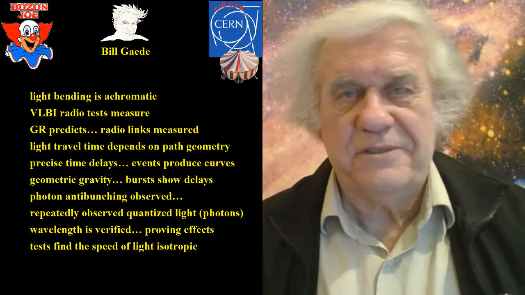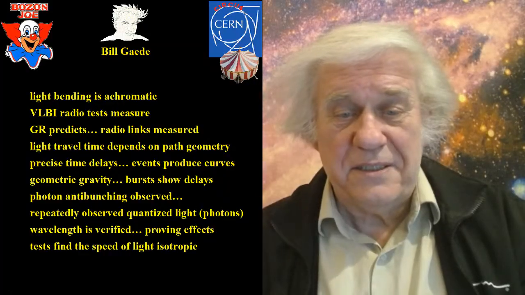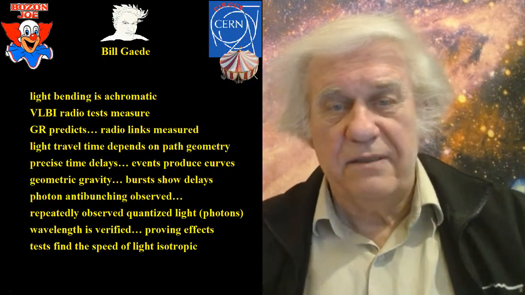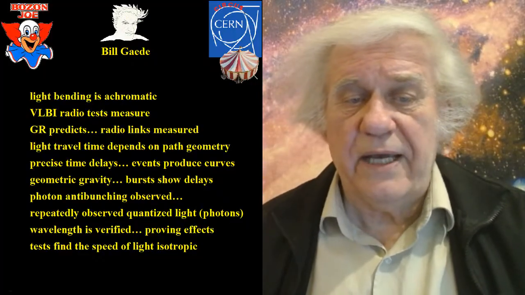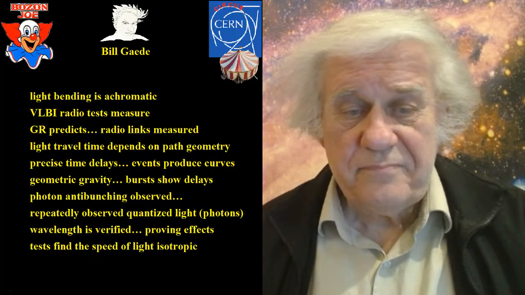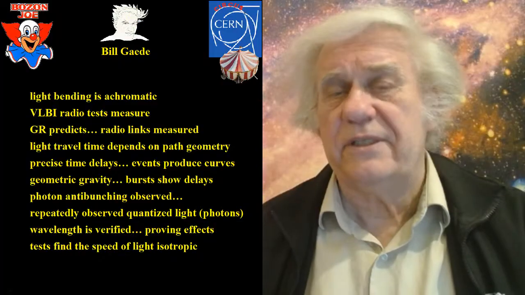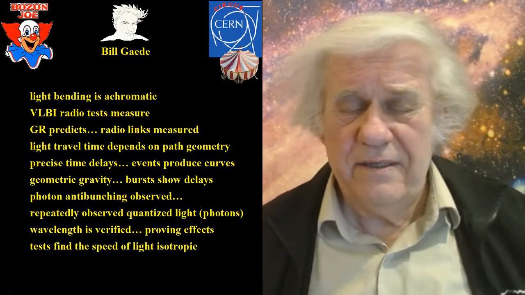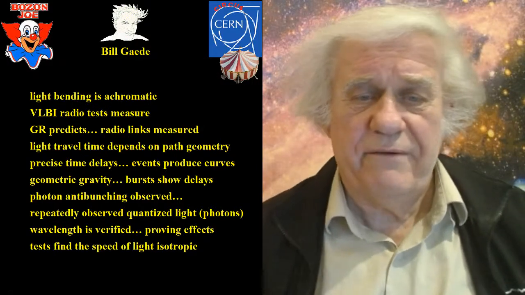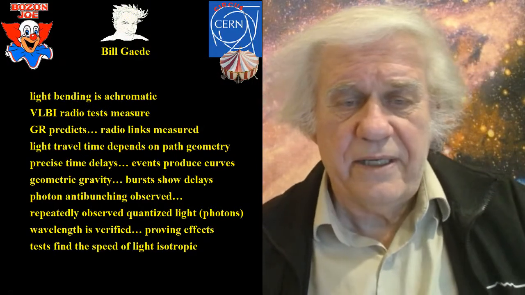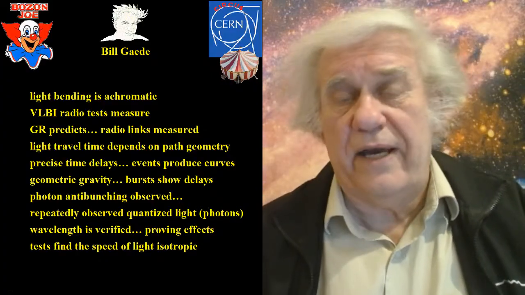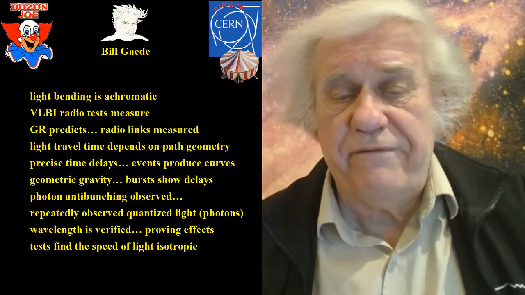Geometric gravity. Geometric gravity? I mean, I just need to know why a pencil falls to the floor. What is this nonsense about geometric gravity? Burst show delays. Photon anti-bunching observed. You observe, like with your eyes, a whole bunch of photons. I've never seen a photon. Please draw one for me, right? Repeatedly observed quantized light. Wavelength is verified. It's always verification. Proving effect.